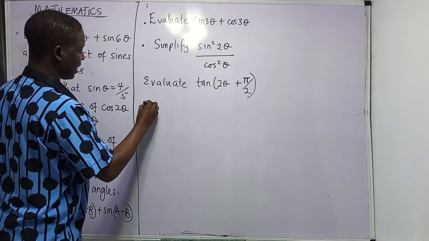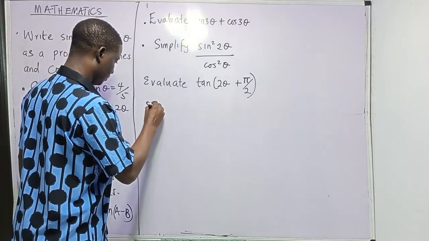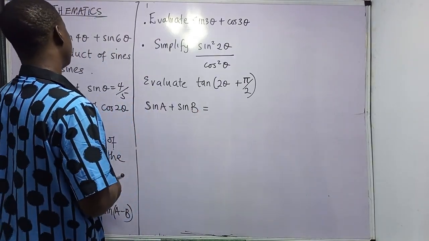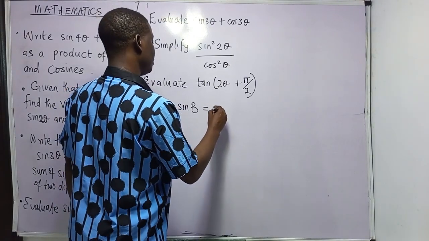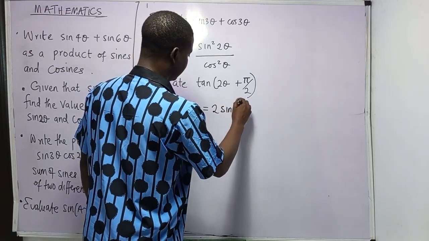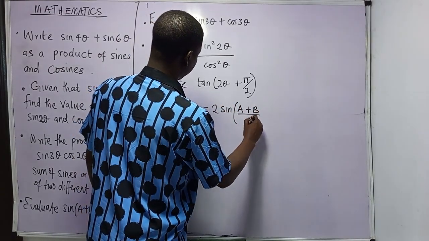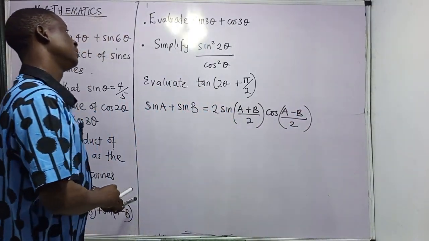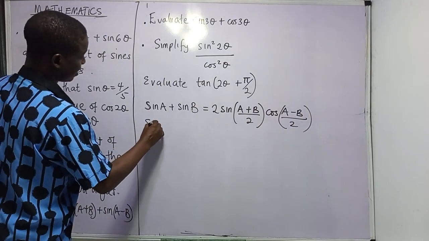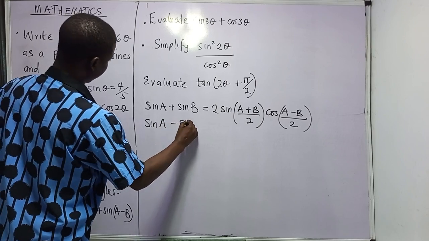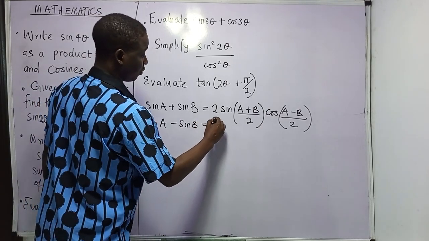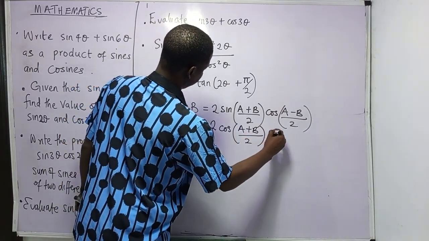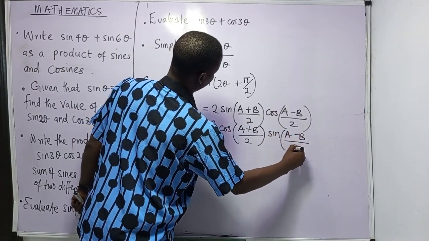First of all, let's see sine A plus sine B is equal to what? How do we write it? It is equal to 2 sine of (A plus B) over 2 cos of (A minus B) over 2. The next thing is, how do we write sine A minus sine B? That is 2 cos of (A plus B) over 2 sine of (A minus B) over 2.